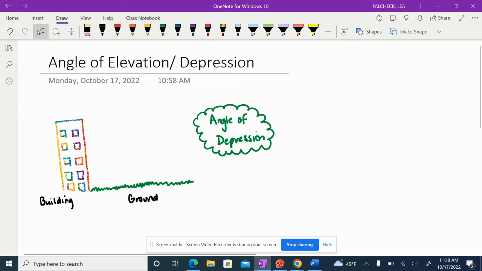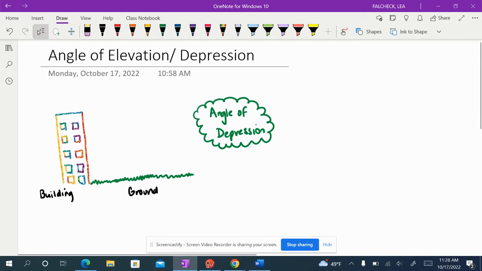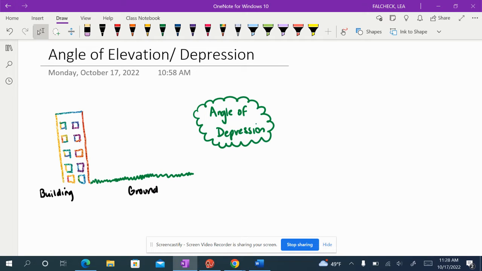Hello. We are just going to talk very quickly about what it means when you see an angle of elevation versus an angle of depression in a problem. Okay, so all I've done here is draw a beautiful building, and here is the ground.